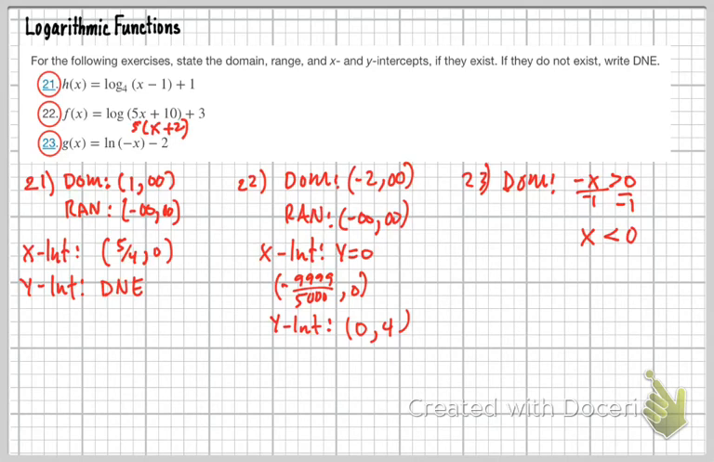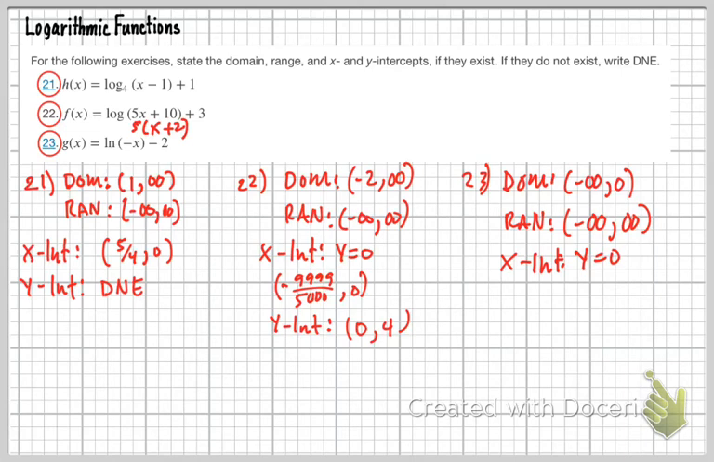So when x is less than 0, that means it's going to be negative infinity to 0, not including the 0. So it's going to go that way now. So that's going to be my domain. Okay, now for the range. Now for the range, that's negative infinity to positive infinity. It doesn't change.